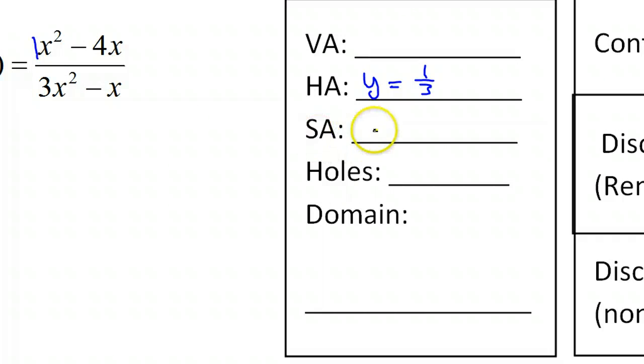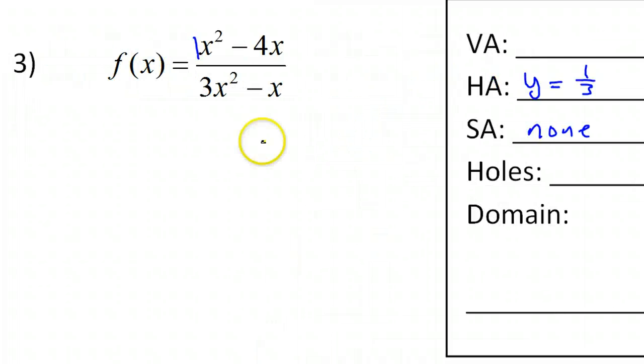So that means there will be no slant asymptote. So I'll say none. For a slant asymptote, the top degree has to be 1 higher, and that's not the case. Now it's time to talk about vertical asymptotes and holes.